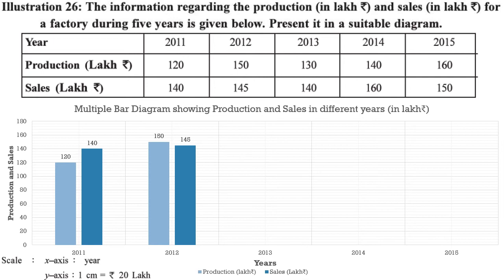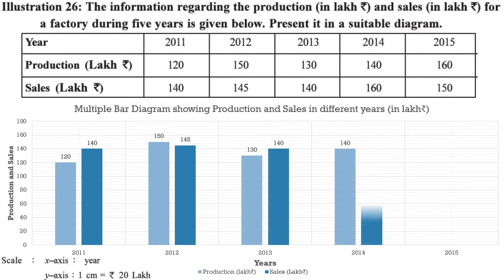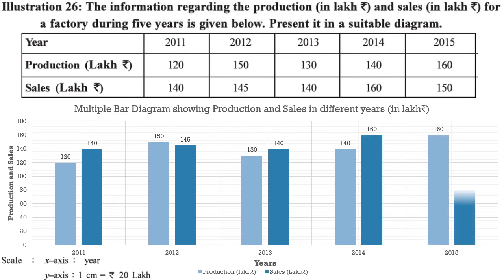Okay, it is 145, so you have to take some minute calculation here. In 2013, 130 production and 140 sales. Then 140 production and 160 sales, and lastly 160 production and 150 sales. Okay, so pause the video, complete this sum, and then again resume to continue with the next sum.